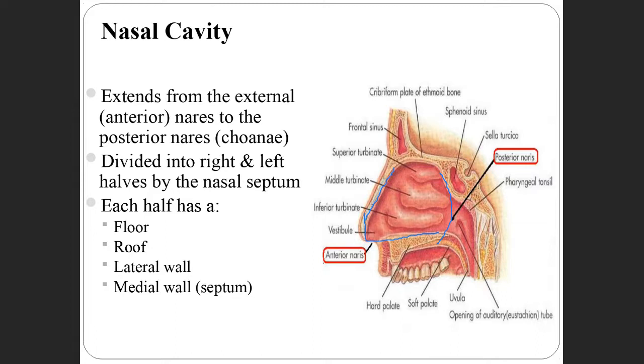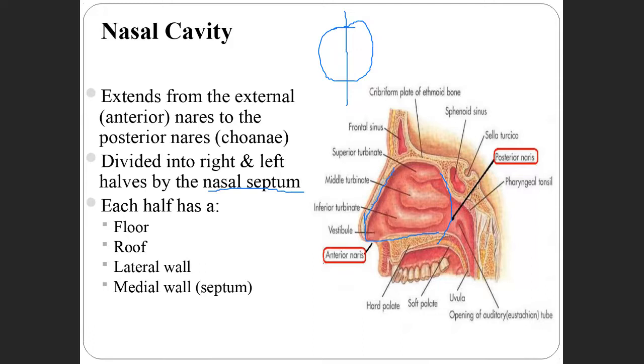So how is it divided? Most probably this division will cause confusion, and we will clear this confusion in the lab. How does this division take place? When we cut any structure in the middle, it makes two parts, the right and left part. These two parts are separated by what? By the nasal septum.